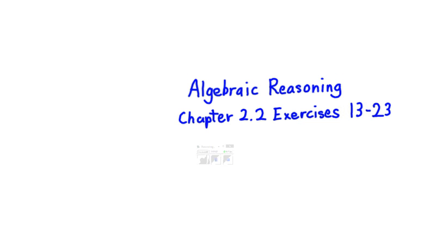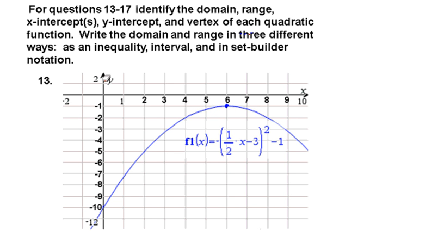This is Algebraic Reasoning, Chapter 2.2, Exercises 13 through 23. This exercise set has to do with transformations of quadratic functions. I'm going to do mostly odd number problems, but you're going to see some little variations in this set for reasons I'm going to explain later.